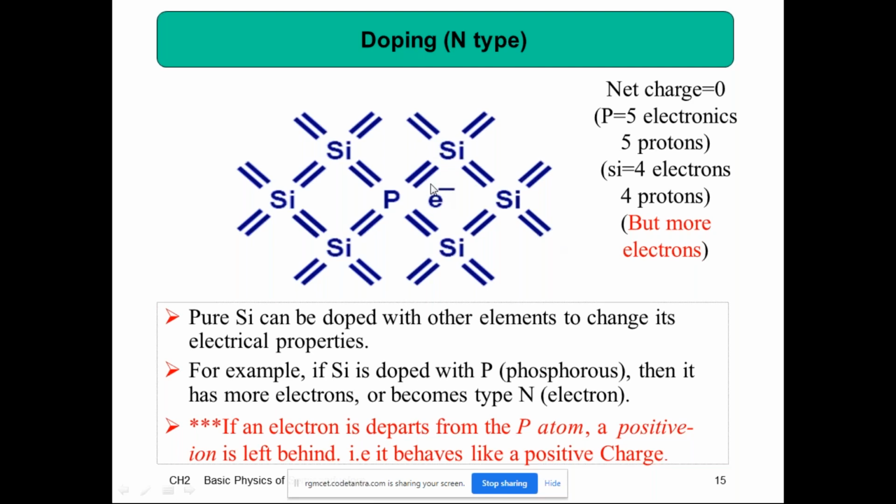Now what happens if the electron is moved to some other place? Okay, observe here, without this electron, what happened here? Remaining all are strongly covalent bonded. There is no free electron. And what about this phosphorus atom? Number of protons is still 5, but electrons only 4. So the majority is positive. So it behaves like a positive ion. Remember these two words, positive ions, similarly negative ions. Simply, it behaves like a positive charge.